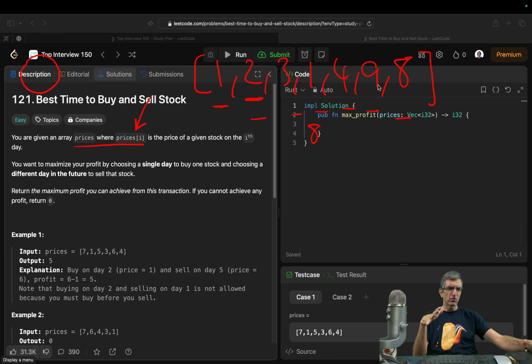Did I have a better solution? Answer, no, because the best one was this one, which is 7. So I will check 3 with all of this. I will check 4 with these 2. I will check 9 with 8, and I will have the answer. Practically, I am checking every single possible solution in the most idiotic way.